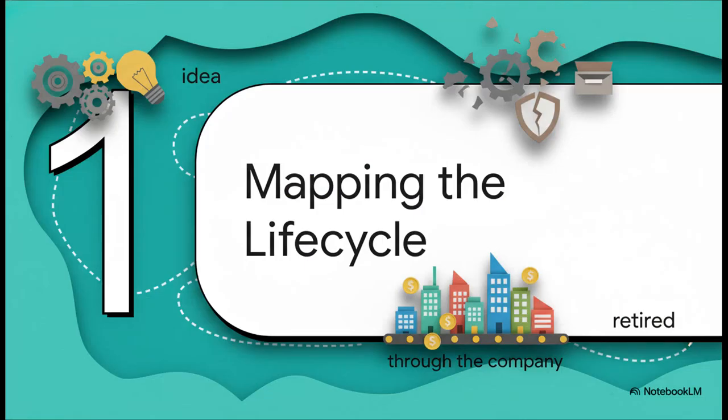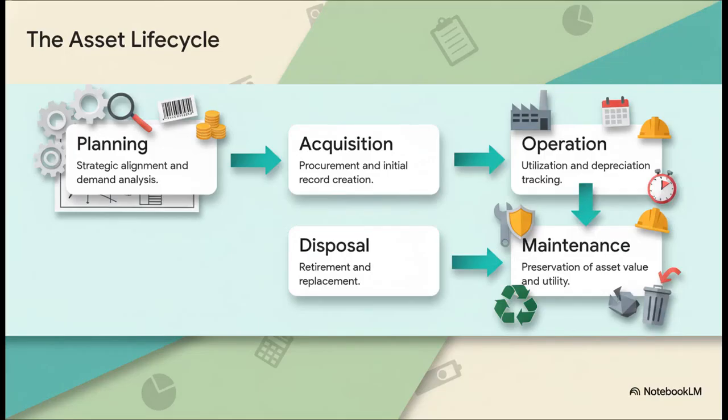To effectively audit these assets, you really have to understand their journey through the company. Think of it like a story, from the moment it was just an idea all the way to the day it's retired. We can map this entire journey in 5 clear phases. And here's the key: understanding where risks are hiding in each of these phases, well, that's central to your work.